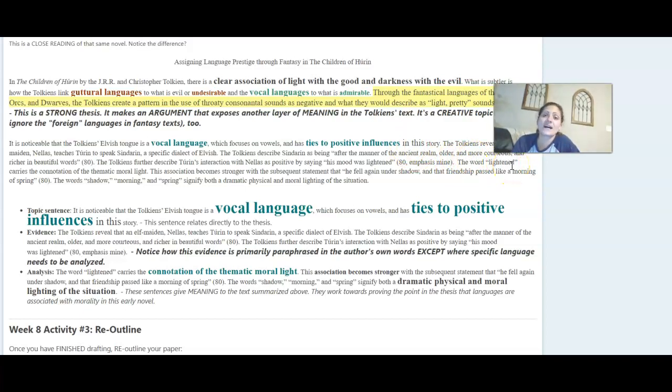in quotations because it's actually being used by Tolkien, and the analysis needs the specific language to make the argument, carries the connotations of moral light. So the light and sound of the language relates back to this idea of moral lightness or moral goodness. And this is repeated or emphasized by the way it's contrasted with these other influences around Huron at the time that he's learning this dialect of Elvish.